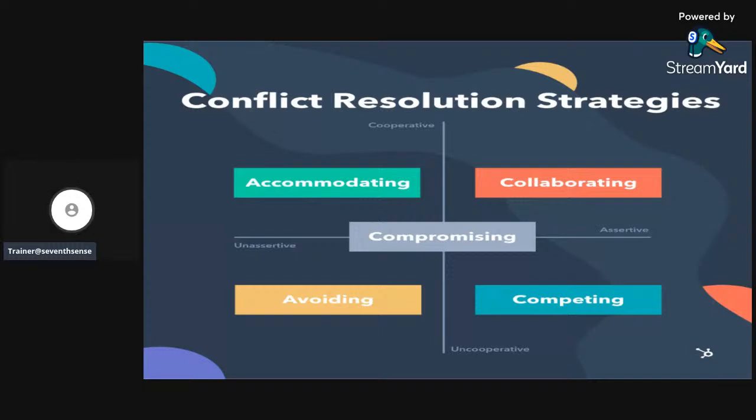What is the collaborating style of conflict management? Collaborating is a combination of being assertive and cooperative. In this style, those who collaborate attempt to work with others to identify a solution that satisfies both parties, or satisfies everyone's concerns. This is the opposite of avoiding. You might find a solution which will help both the parties.